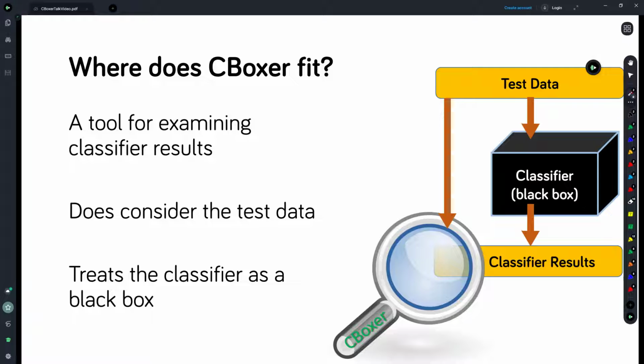Now, to give you a sense of where CBoxer fits into this machine learning workflow, we consider cases where a practitioner has built a classifier or is in the process of building a classifier, and they take test data, they process the test data to get results, and then they need to look at those results to assess how well their classifier is doing. Now, notice that this is going to treat the classifier as a black box. CBoxer takes as inputs the test data and the classifier results and looks at these two things together.